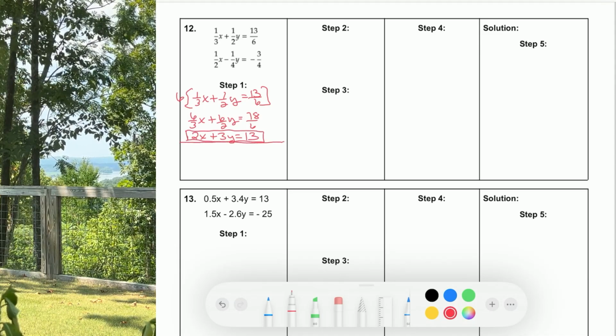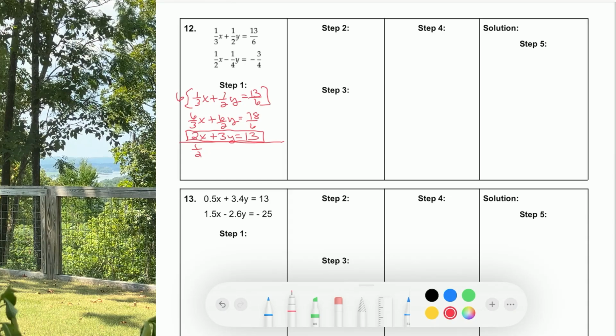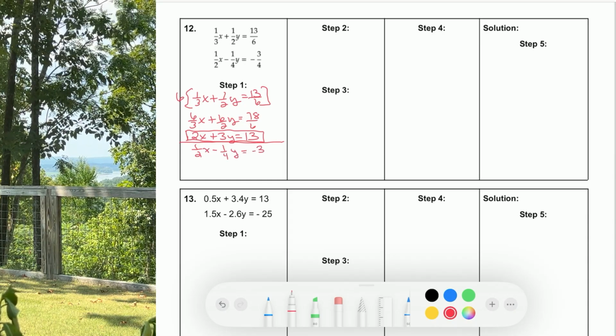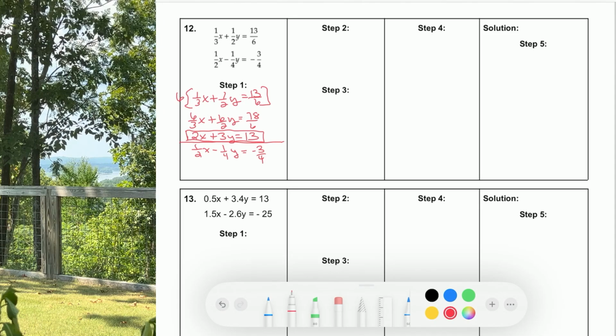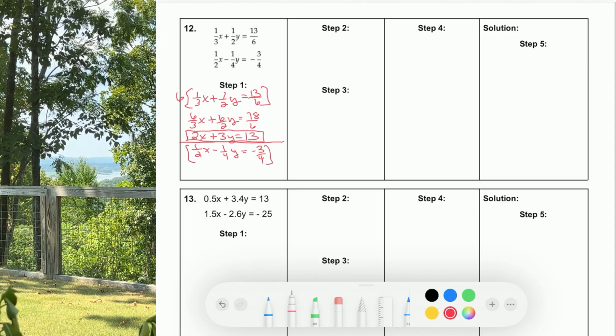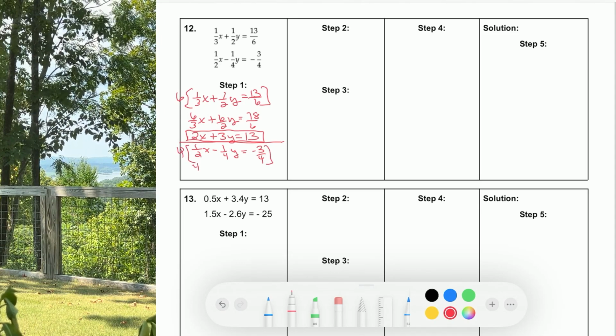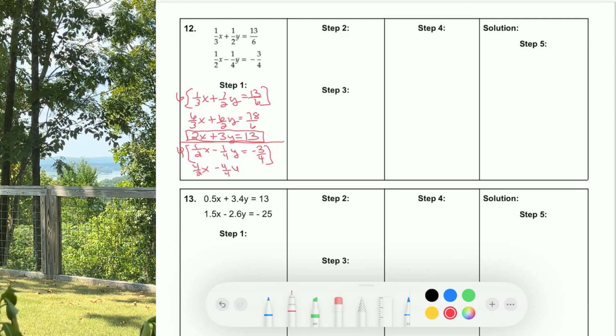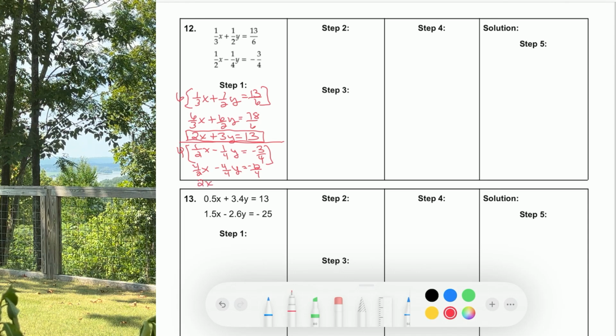Now let's do the other one. Same thing. So 1/2 x minus 1/4 y equals negative 3/4. I'm going to multiply this one by 4. I get 4/2 x minus 4/4y equals negative 12/4. This one becomes 2x minus y equals negative 3. So that's what I'm going to use for that one.